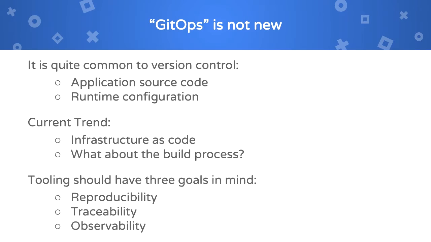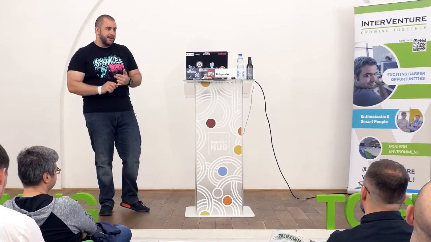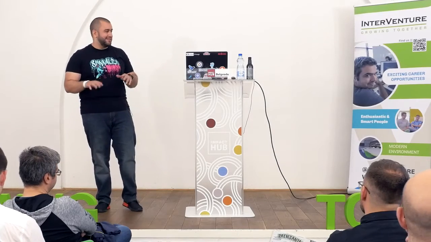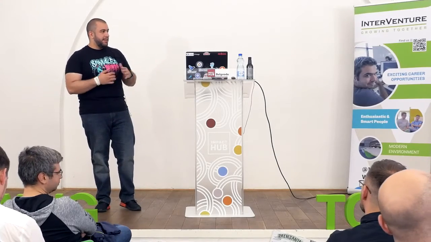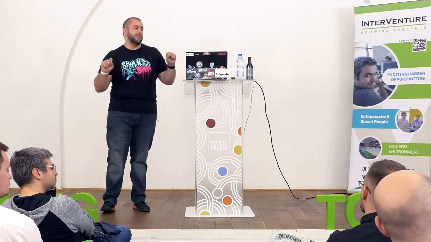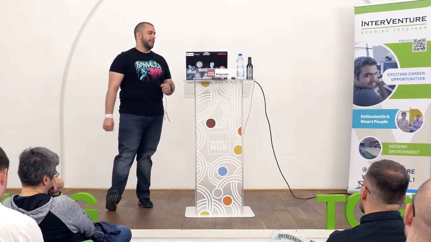GitOps isn't new, though. There's a buzzword going around. It's called GitOps. What does this mean? Think about it. Source control today is already in Git or in some sort of repository. Most times, the runtime configuration, your application settings, is already in the repository. Maybe not the secrets, but the majority of it. The current trend you hear around the world is infrastructure as code. You define your infrastructure, you declare what you want in code.